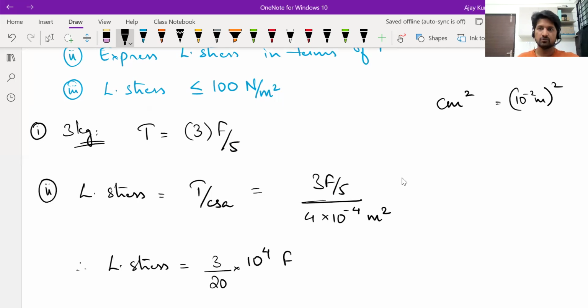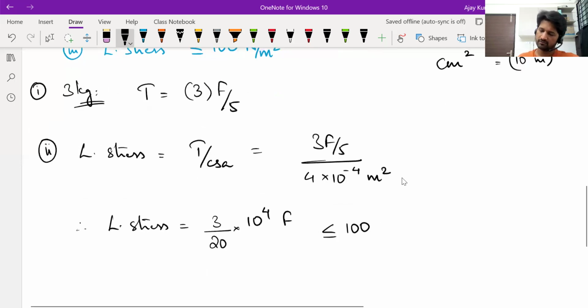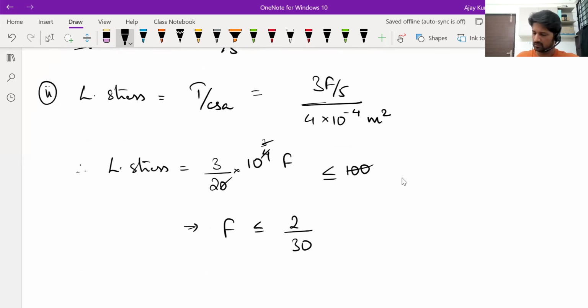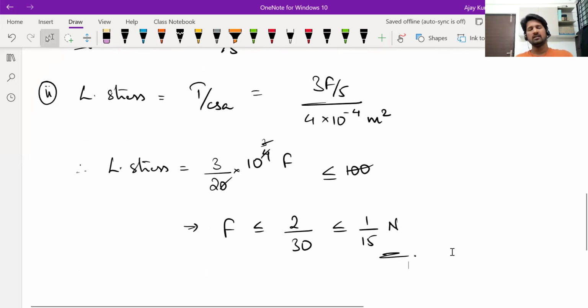And this stress should not exceed 100. So this should be less than or equal to 100. That's all. From there, you get the maximum force that you can apply. 20, 10 power 4 becomes 10 power 3. 10, 100 and 10 power 3 will just be a 10. So F should be less than or equal to 2 by 30. Means less than or equal to 1 by 15 newtons. A very small amount of force. Okay, any force greater than this will generate enough tension in the string to break the string.